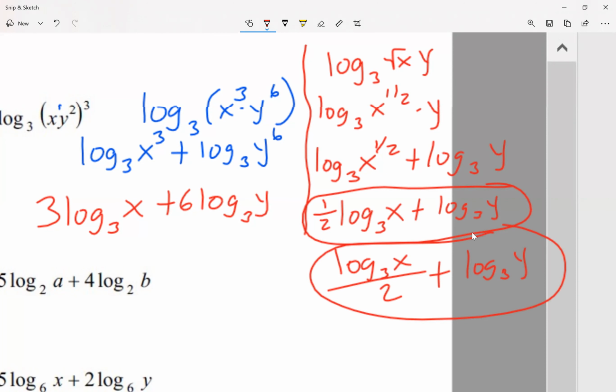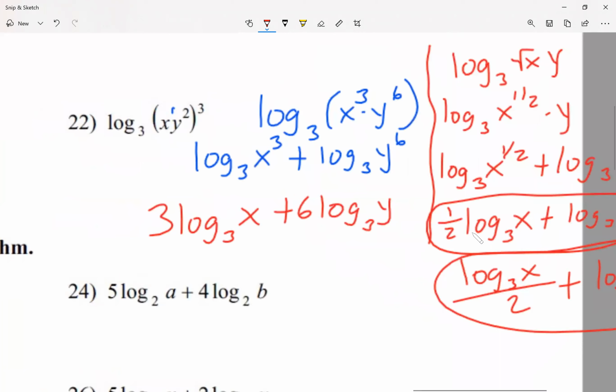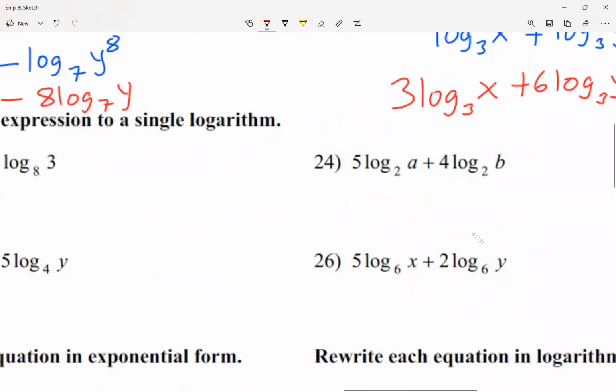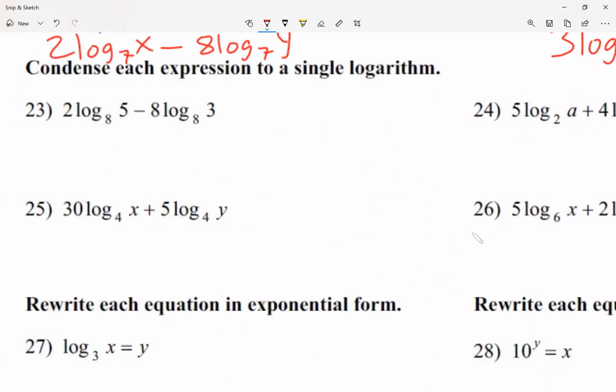So we learn how to expand, right? We started with 1 log, and I expanded. I finished with, in this case, addition of logs. Now we're going to learn how to condense. Now condense means basically make it smaller. Notice how in 23, I'm starting with the subtraction of logs, right? 2 log base 8 of 5 minus 8 log base 8 of 3. I'm going to finish with just 1 log.